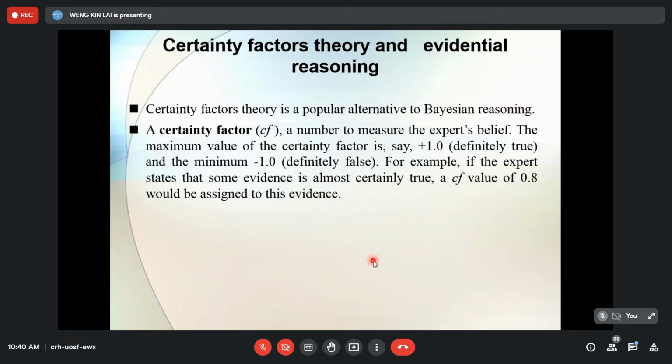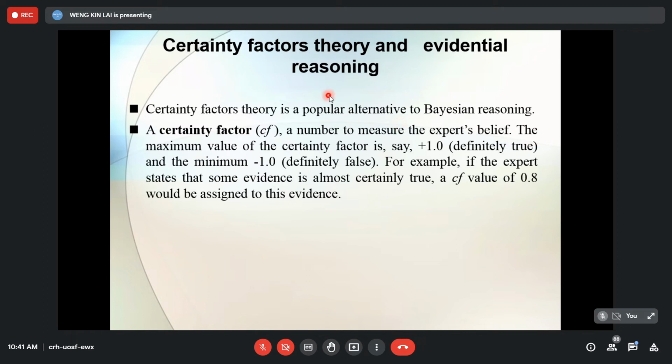So certainty factors theory is a popular alternative to Bayesian reasoning. I think clearly you can see that there are some challenges, some weaknesses of Bayesian reasoning. Therefore, to overcome those weaknesses, it has been proposed that certainty factors can be an alternative. And so far, it's also a popular alternative. You'll see later on why that is so. Let's look at it now, going to the certainty factors theory.